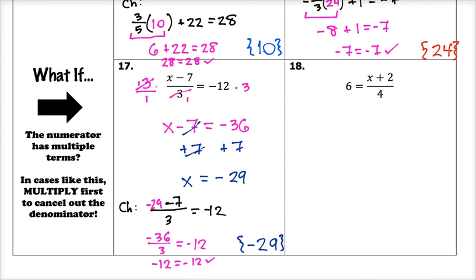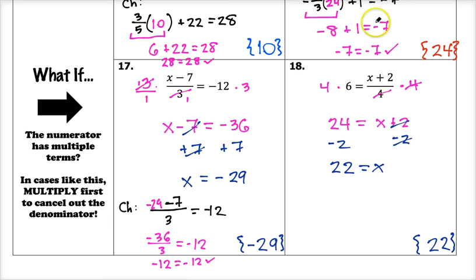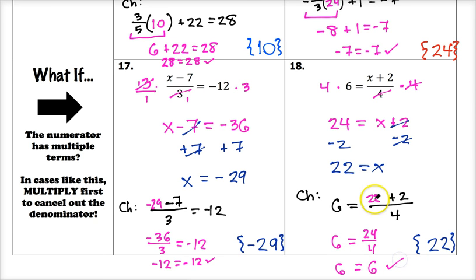Okay, for 18, same process. I have x plus 2 all divided by 4, so I need to undo this division by 4 first by multiplying both sides by 4. That gives me 24 equals x plus 2, and then I need to subtract 2 to isolate x, and that gives me x equals positive 22. And so your check would look like this. 6 equals, we're going to have a 22 plus 2 in the numerator. 22 plus 2 is 24, and 24 divided by 4 is 6, so that checks out.